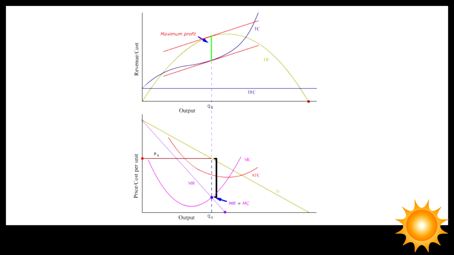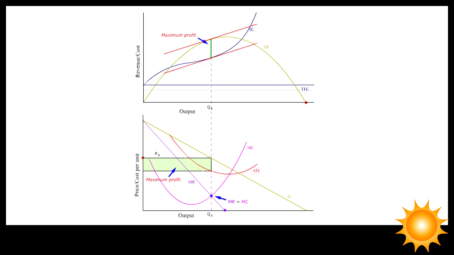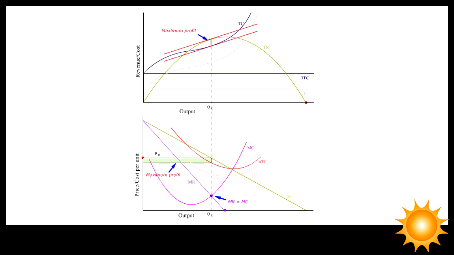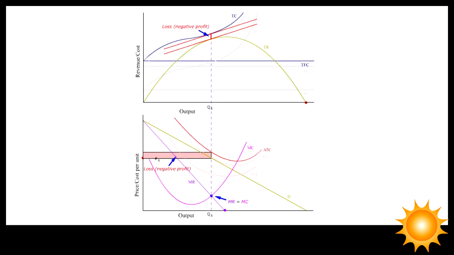Positive profit depends on the relative position of ATC to the demand curve. If ATC is low compared to price, there could be positive profit. When ATC is high compared to price, due to higher fixed costs, for example, the same demand condition can result in zero profit or negative profit.